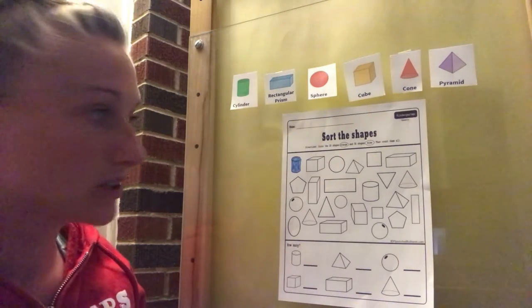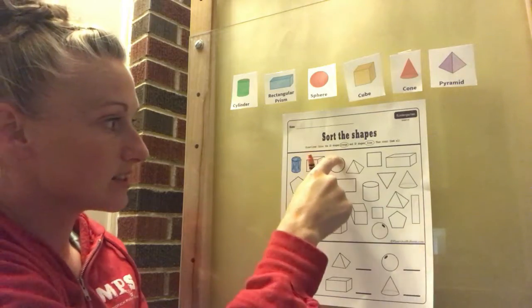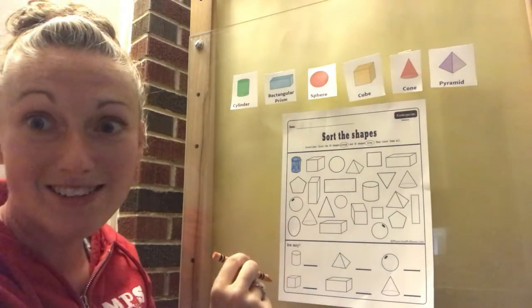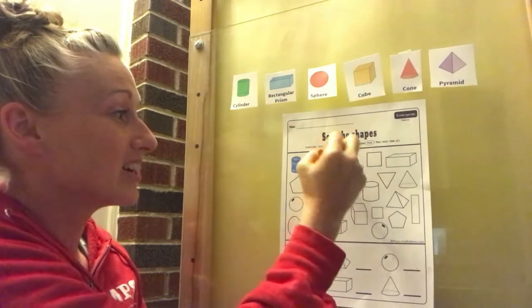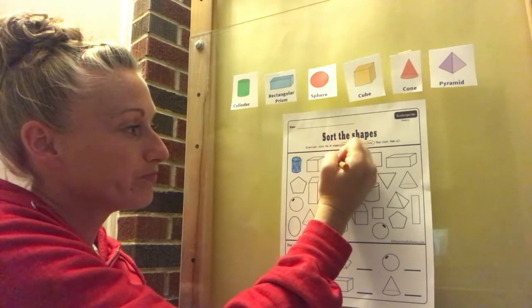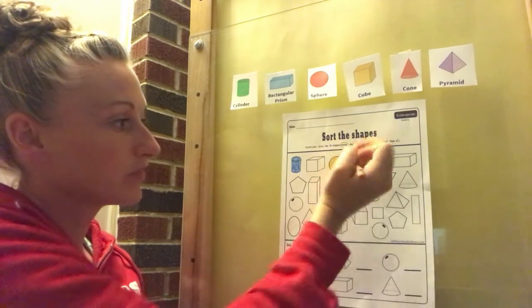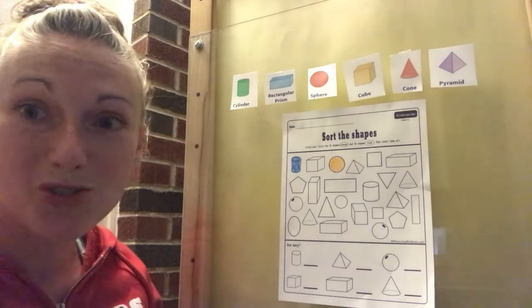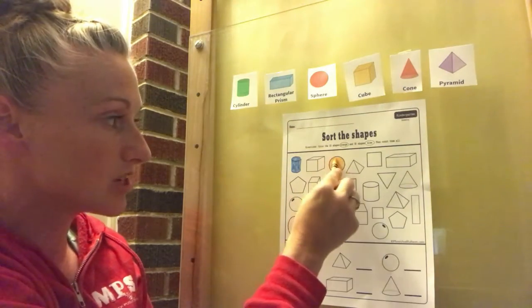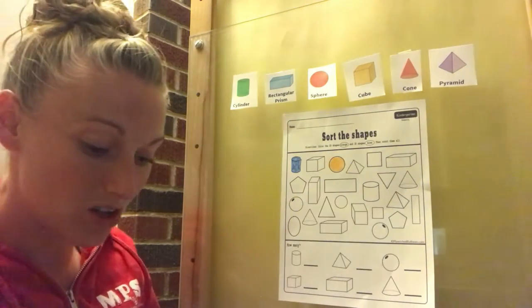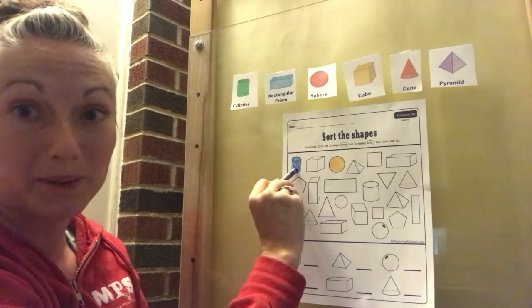Okay, and then we're gonna look around. Okay, I see this is a circle. It's flat, a 2D shape. So I'm gonna color it orange. All right, so I'm gonna continue to do that. I'm gonna color all of the 2D shapes orange and all of the 3D shapes blue.